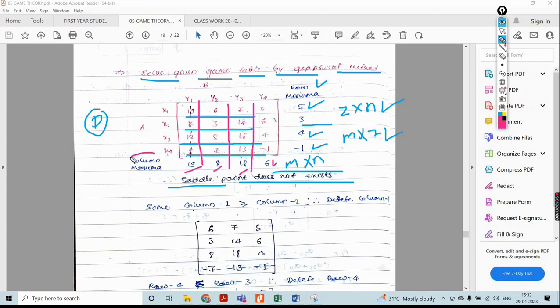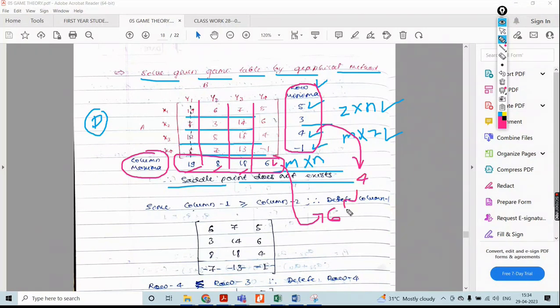You have got the column maxima. In these column maxima, you have to identify the minimum value. What is the minimum value? 6. Then this is the row minima. In these row minima, you have to identify the maximum value. It is 4. Are these two equal? Not equal. Then the saddle point doesn't exist. That you have to write. Is this clear? This is mandatory to solve all types of games.